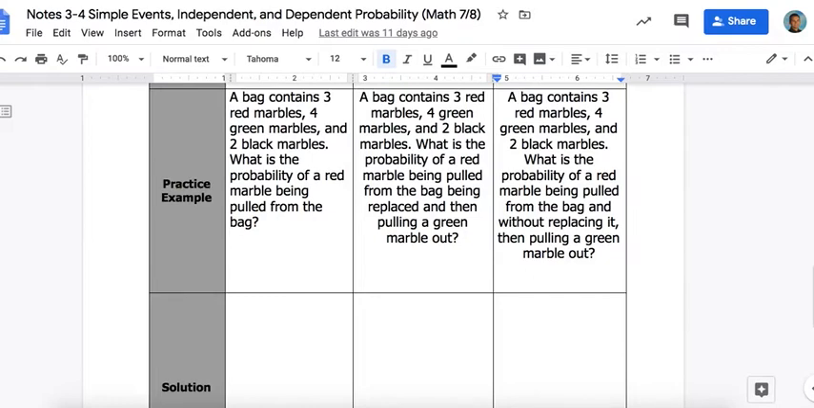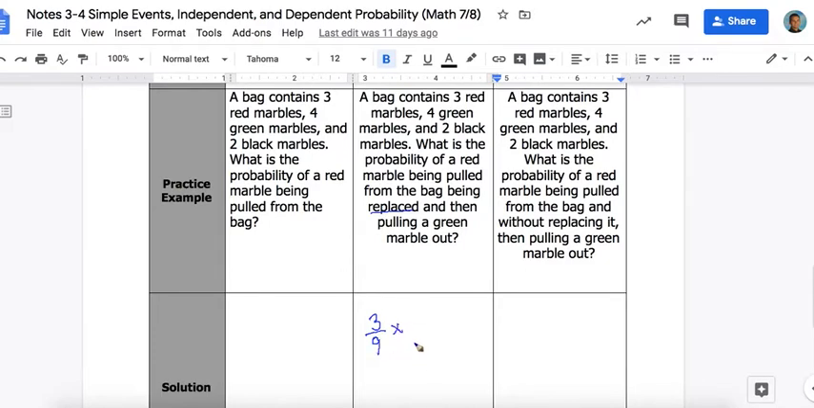So let's bring this back into focus here. Here we go. So we're going to write the probability of a red marble first. So that's our event 1. So we're going to write 3 out of 9.